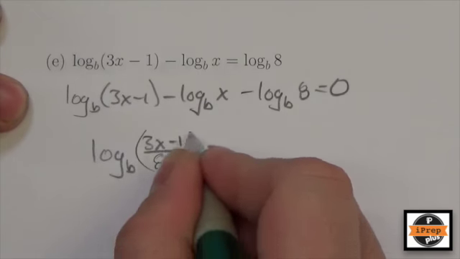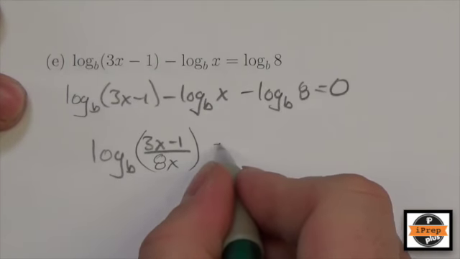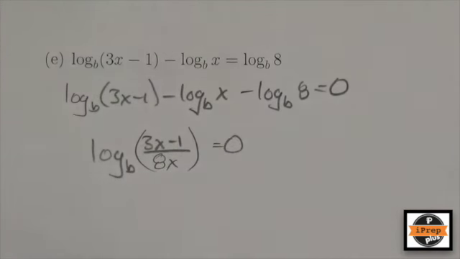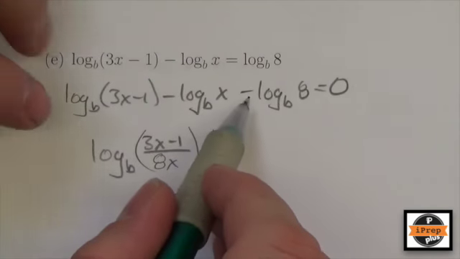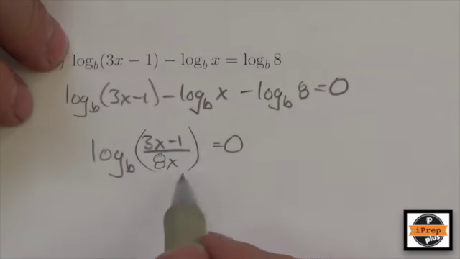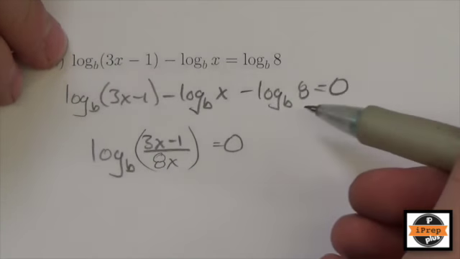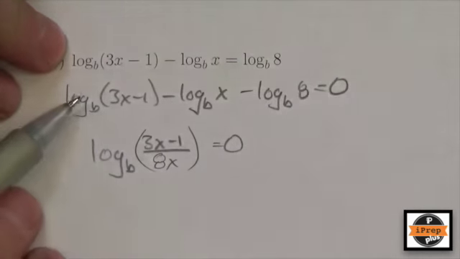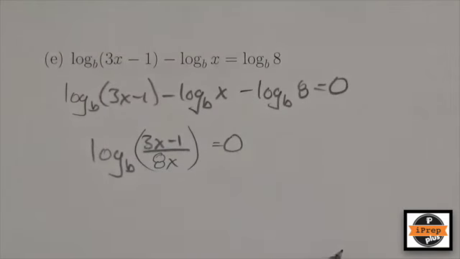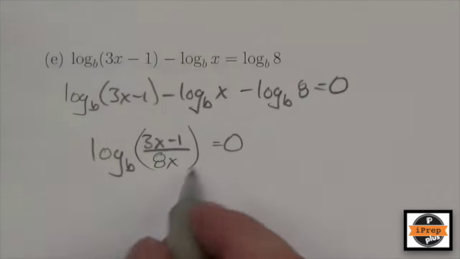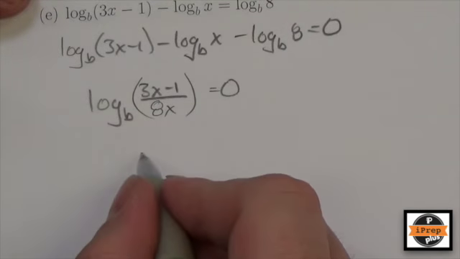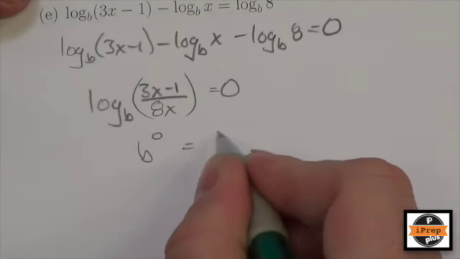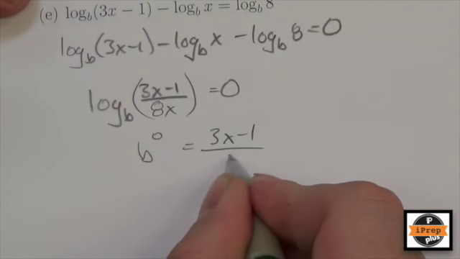Now, if you need to do that in more steps than just that, feel free to, but this is where you're going to end up. This repeated subtraction is going to put both of those arguments in the denominator. Don't do it right to left. Do it left to right, and then there won't be any kind of confusion here. Once it's at this point right here, we're going to convert to the exponential form, so this will be b to the 0 is equal to 3x minus 1 over 8x.